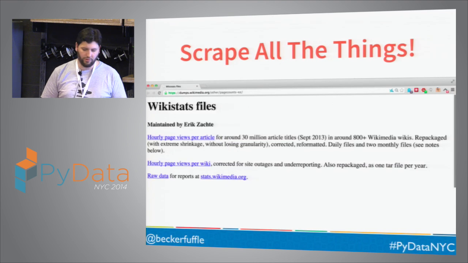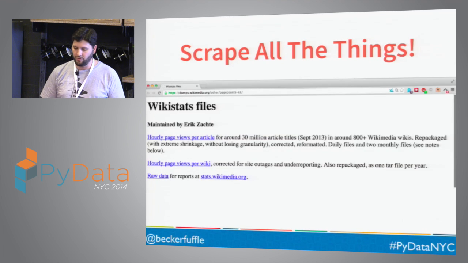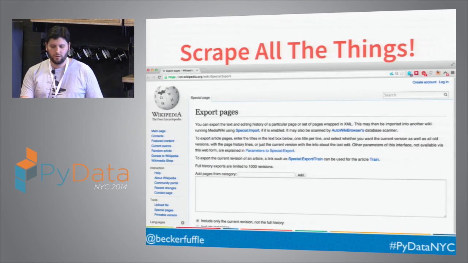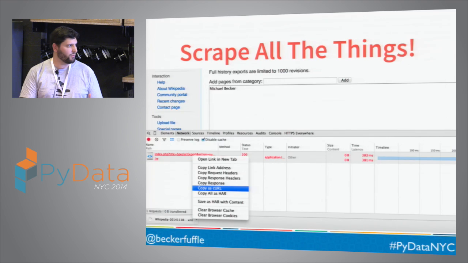To start off, I grabbed a list of hourly page views from dumps.wikimedia.org, and I wrote some scripts to aggregate this data for several months, and then I compiled a list of the top articles per language. Next, I used the special export page for each Wikipedia to export the pages that I wanted. And this task was made trivially scriptable via the use of the copy as curl command in the Chrome developer tools.